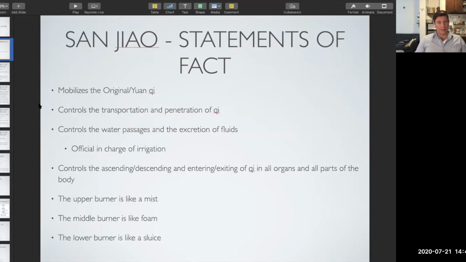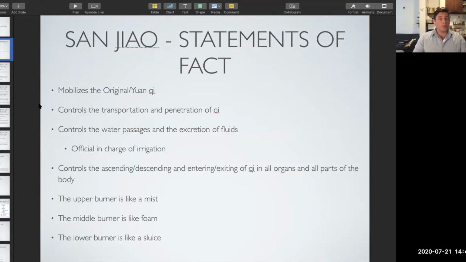Controls the transportation and the penetration of qi. So the spleen governs transformation and transportation, but the Sanjiao is where the transportation takes place. So if the spleen and the stomach produce qi and we've decided this qi is going to the heart, that's where you're sending it, that's going to happen through the Sanjiao as well. If that qi needs to get into something, the Sanjiao is that which is going to penetrate through and enter into something. So to get to the heart, we've got to go through structures. Well, the Sanjiao's got the pathway that goes through things as well.